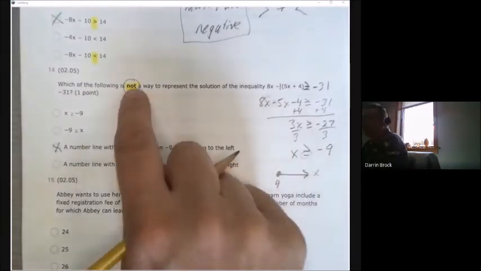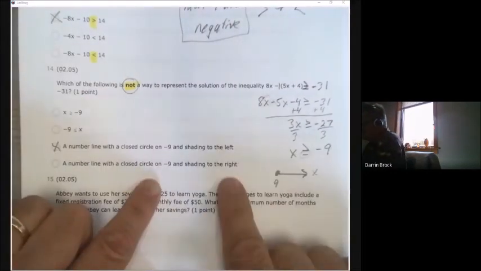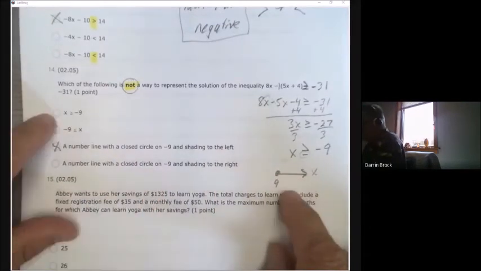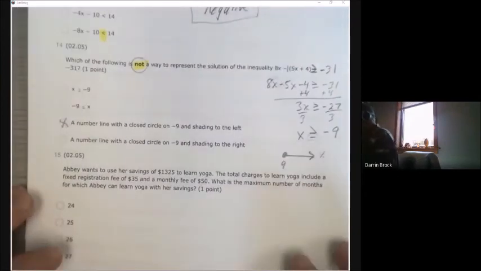Again, don't let this mess you up. A lot of people are going to choose to the right because we get that, or you may choose one of these, but look at what it's asking. Don't let that fool you.